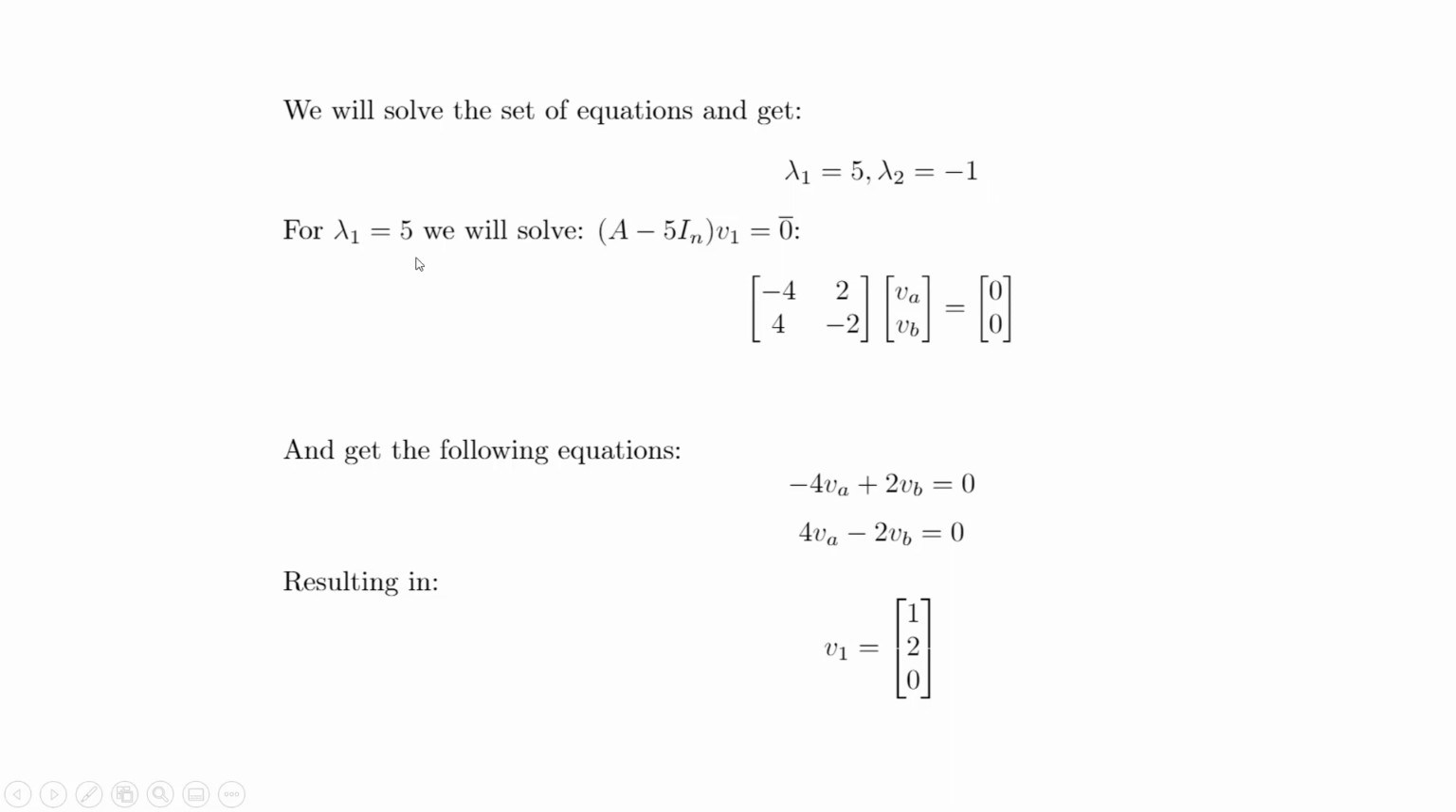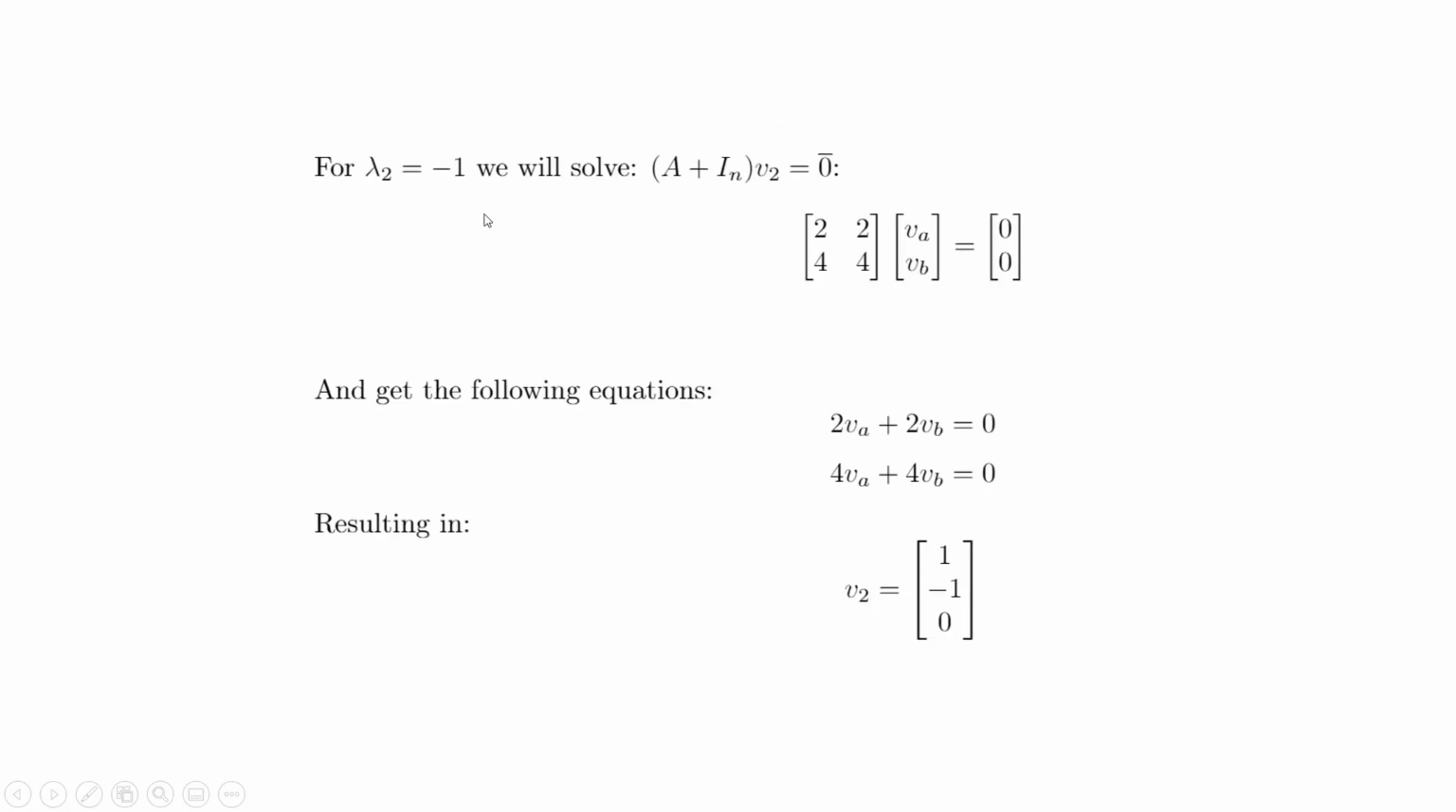So for lambda 1 equals 5, we will solve A minus 5I multiplied by v1 equals 0 to find v1, the eigenvector, and we would get that the eigenvector v1 is 1, 1, 0, solving this set of equations. For lambda 2 equals minus 1, we will do the same, and we get that v2 is 1, minus 1, 0.